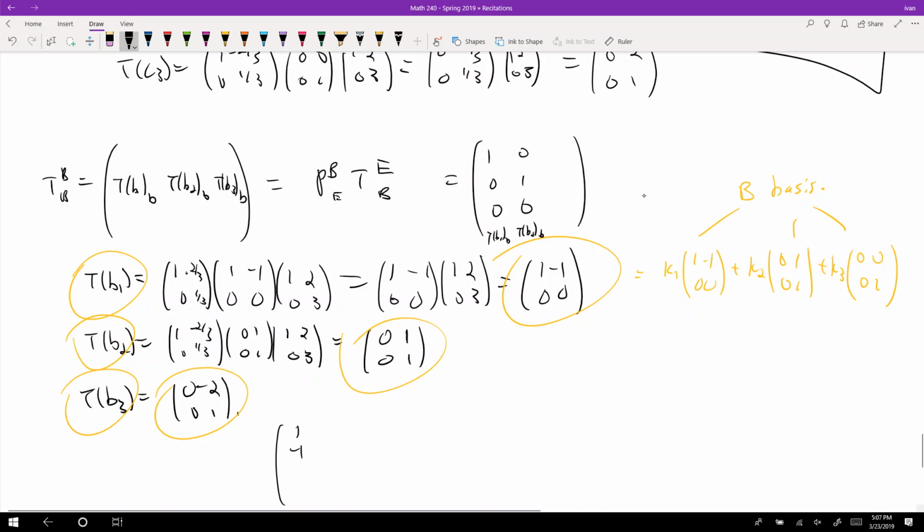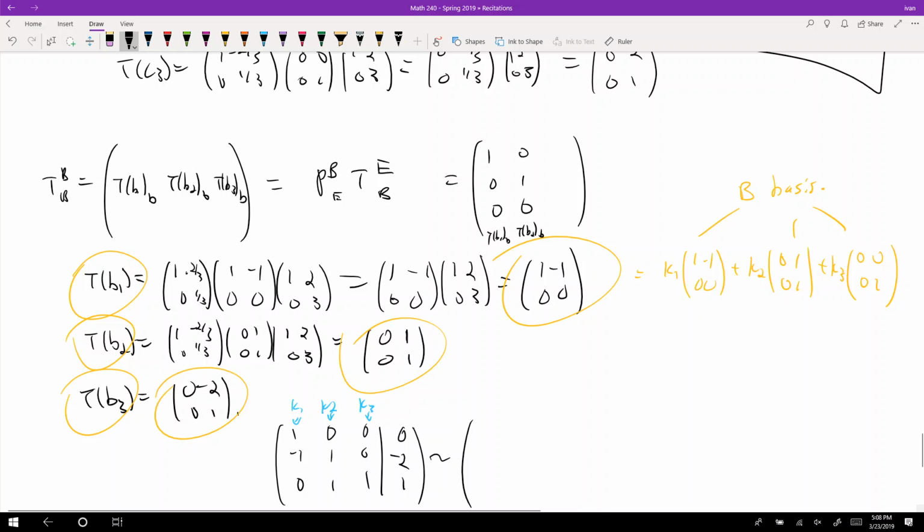So 1, negative 1, 0, 0, right? Well, it's upper triangular, so I can even ignore the bottom left entry. So this is 1, negative 1, 0, 0, 1, 1, 0, 0, 1 equal to 0, negative 2, 1. And this would be the K1s, this would be the K2s, and this would get me the K3s.